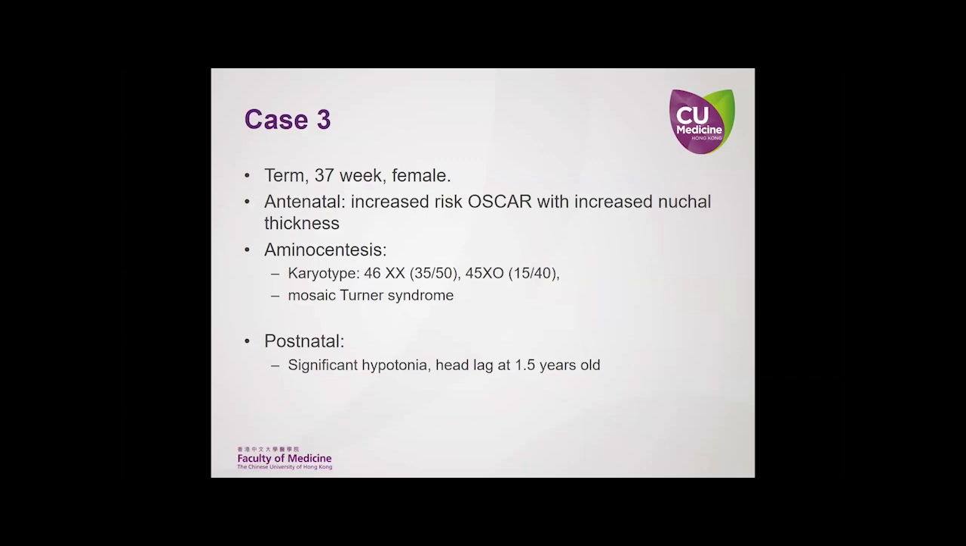Okay, here comes the third case. This case is a female term baby who antenatally had increased risk on screening and increased nuchal thickness. Amniocentesis was offered by the obstetrician, and the karyotyping came back not normal, with mosaic Turner syndrome. At that juncture, the antenatal genetic counseling was done. What was delivered to the patient was the clinical features and the possible range of phenotypes for mosaic Turner syndrome, which was well explained to the family.